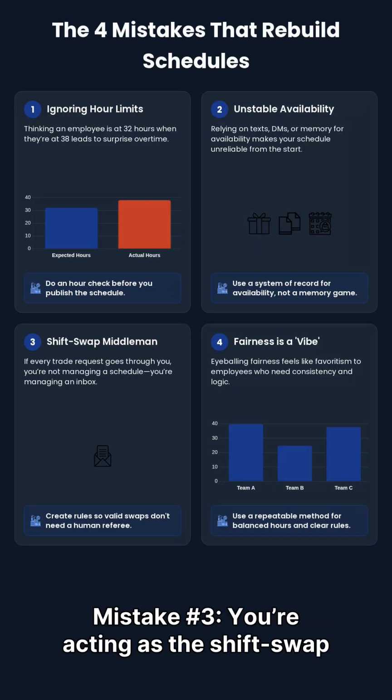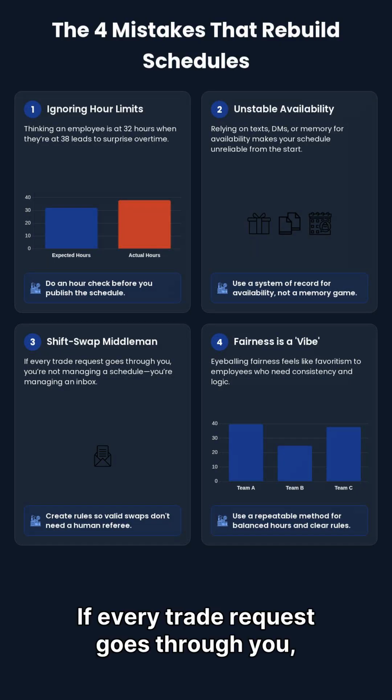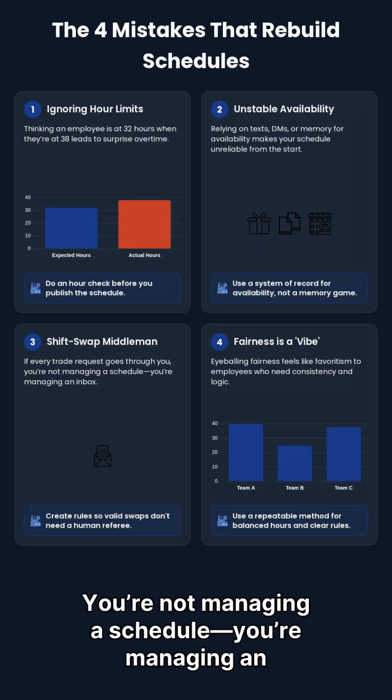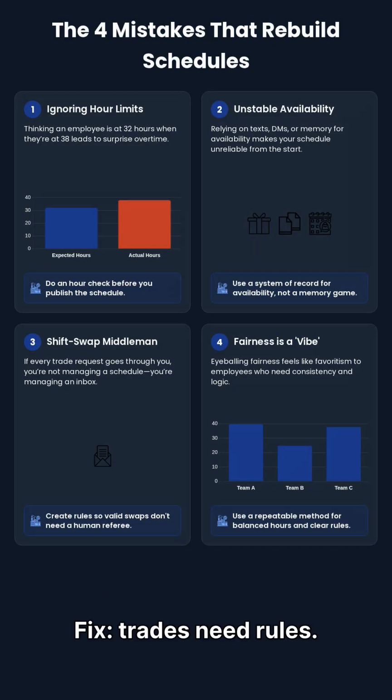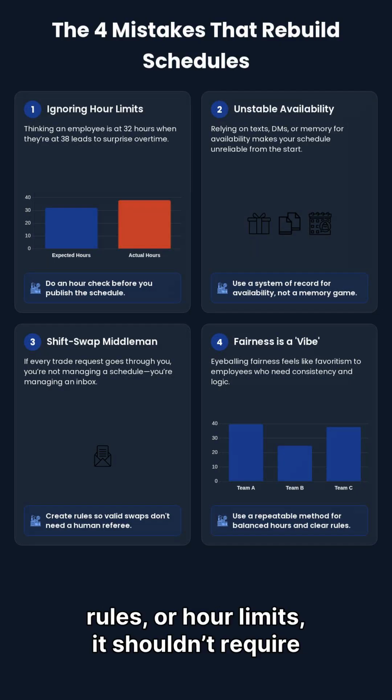Mistake number 3, you're acting as the shift swap middleman. If every trade request goes through you, scheduling never ends. You're not managing a schedule, you're managing an inbox. Fix. Trades need rules. If a swap doesn't break coverage, role rules, or hour limits, it shouldn't require a human referee.